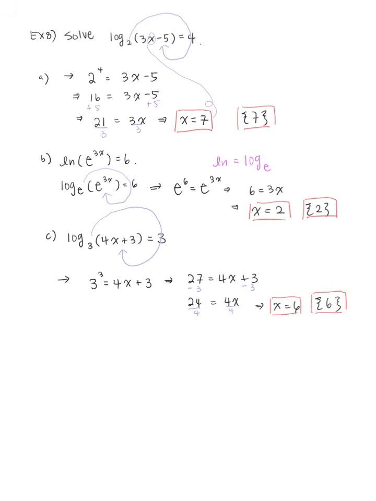Did you guys get this one okay? I am hoping that you did, but if you didn't, just go back and find out where you went wrong. Let's do another one. ln of e to the 4x equals 4. So please pause the video and try this problem on your own.